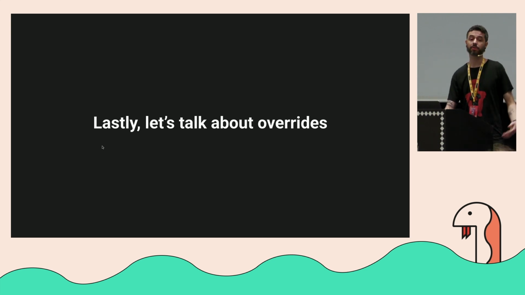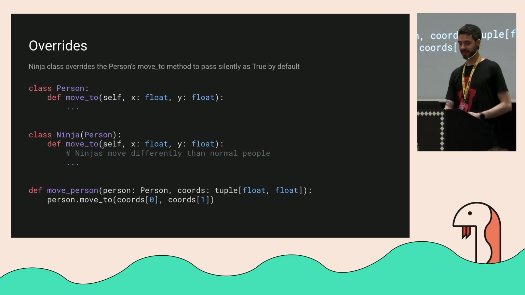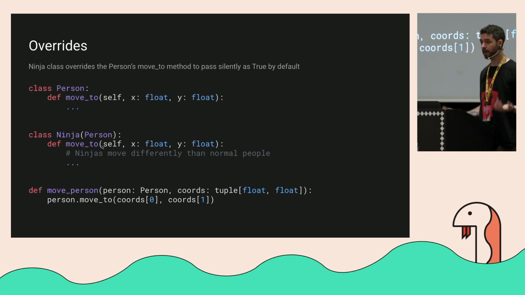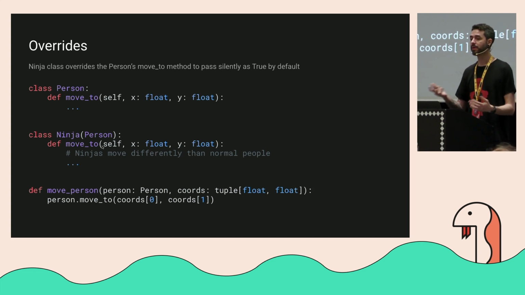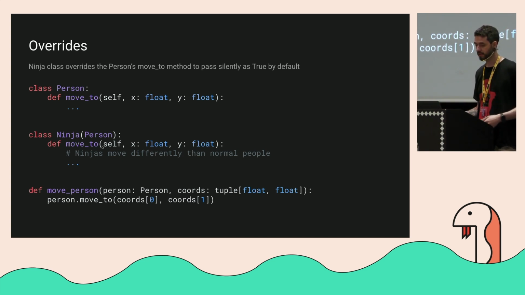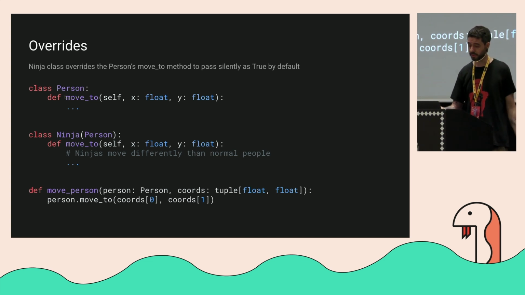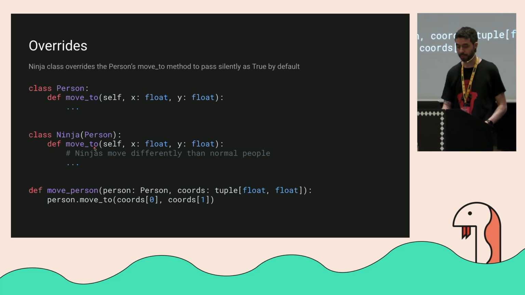So lastly, let's talk about overrides. Okay. So overrides, this is something most people don't understand exactly why it exists. It seems like just a fancy thing, but quick example here. So we have a person class. Suppose that this is even coming from a third-party library, which you don't have control over, and you create a ninja, which hopefully is a person. And you want to override how move2 works because, well, ninjas move very differently than normal people.